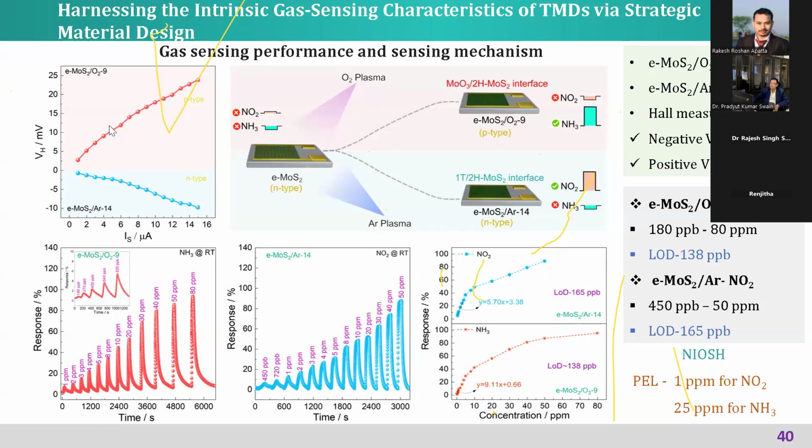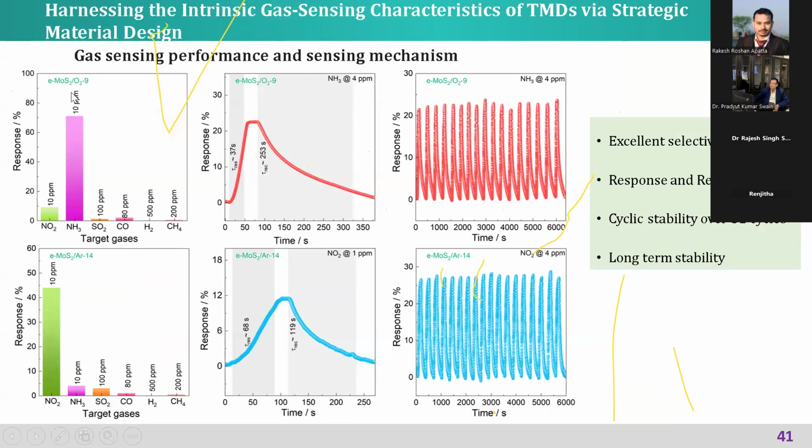These are all the characterizations we do, and selectivity is the property we study. As I told you, the oxygen-treated one shows a good response selective to ammonia gas, and the argon-treated one shows a good response to NO2 gas. These two show good selectivity to two particular gases.